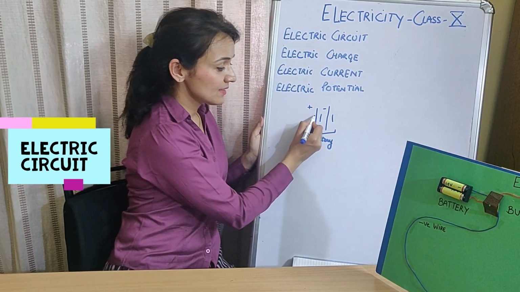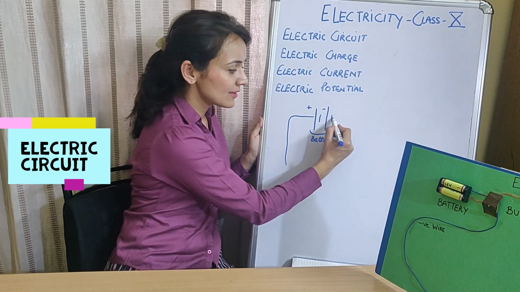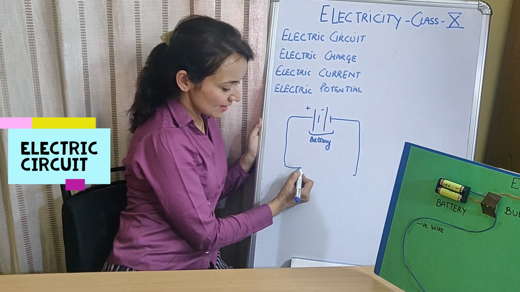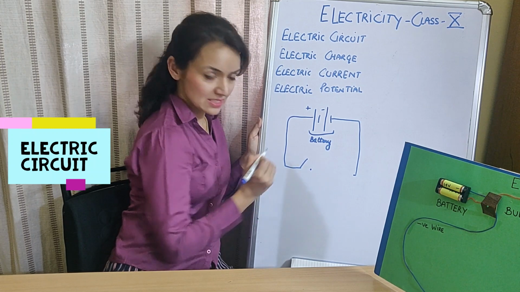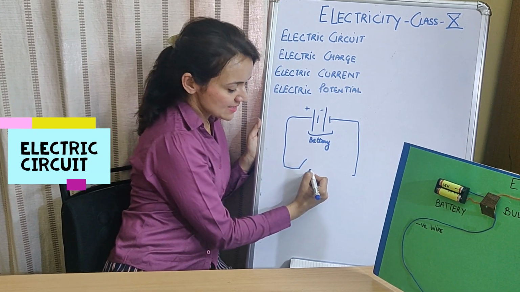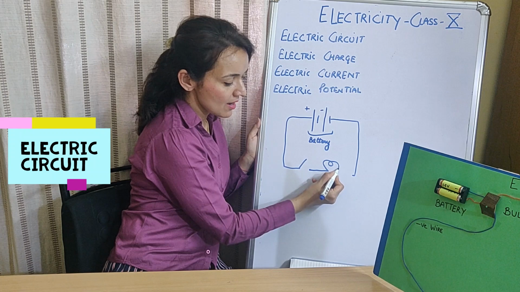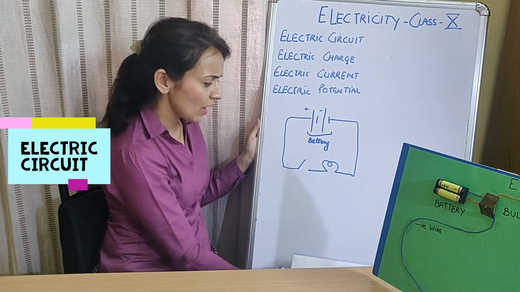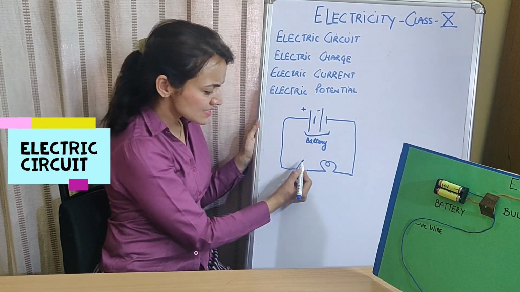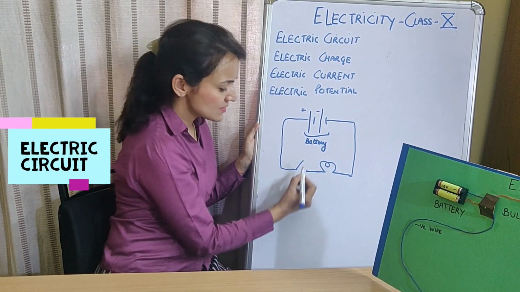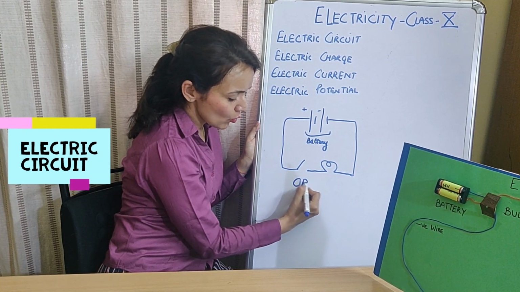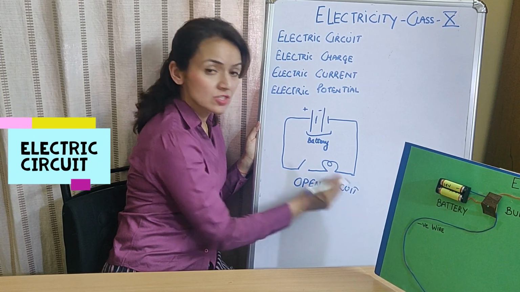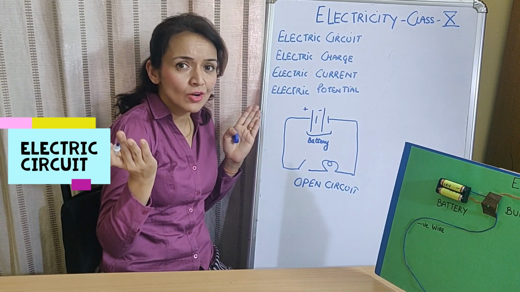Now I connected these cells with the wire. Here comes a wire and here comes a gate-like switch. This is a switch and it is connected with a bulb. This is a circuit. Now I will make this switch off. This is actually an open circuit. Open circuit: when the switch is off, the bulb does not glow.